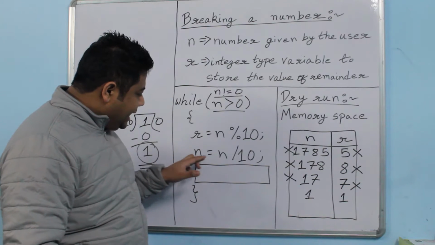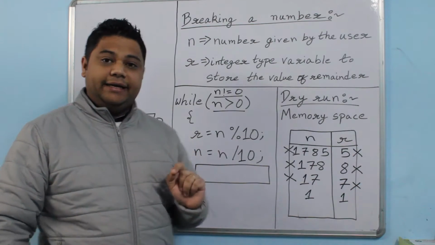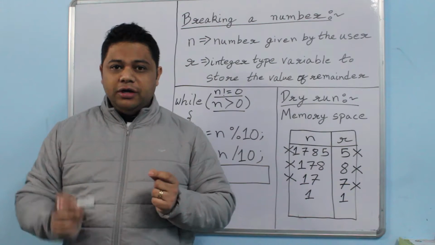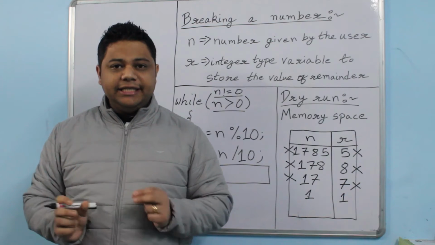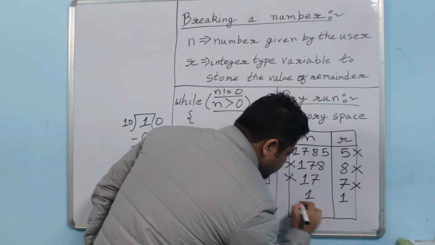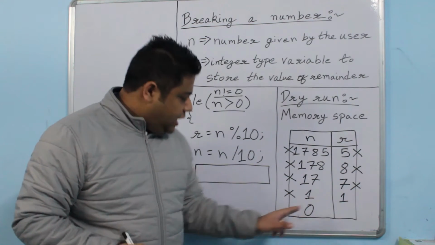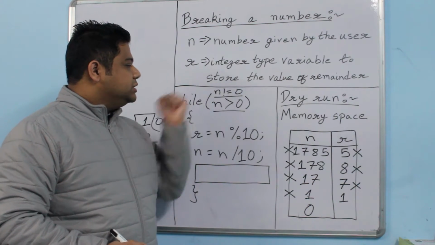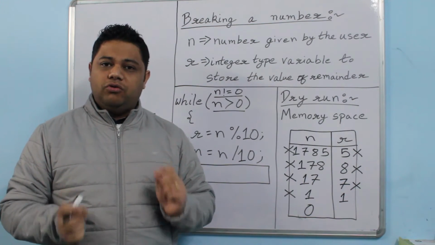Now after that, n equals n divided by 10. So 1 divided by 10 means 0 point something. As I have already told you, we are not going to use the decimal point because the variable n is an integer. So we just take the integer part, which is 0. So 1 is no more the value of n, the new value is 0. Now we are going back to the loop again. 0 is greater than 0, or 0 is not equal to 0. Both conditions over here are false and the loop is over.